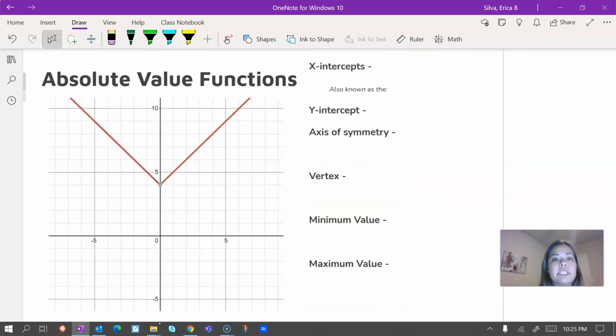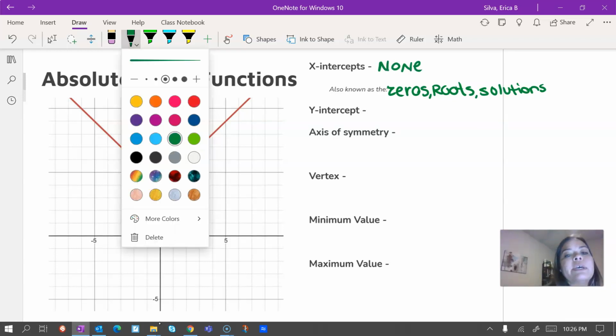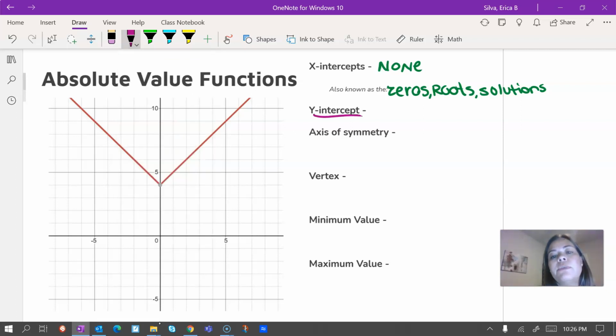Your absolute value functions have identical key features. So let's go ahead and start with our x-intercepts, also known as the zeros, roots, and solution. If we look at our x-axis, notice that it's not intersecting. So it has none. Let's look for our y-intercept. Our y-intercept is where it crosses the y-axis. Now this graph crosses the y-axis here, so this is going to be my y-intercept. And the location for my y-intercept is at 0, positive 4.